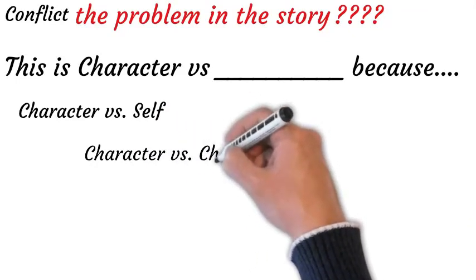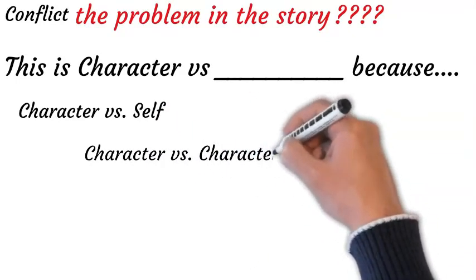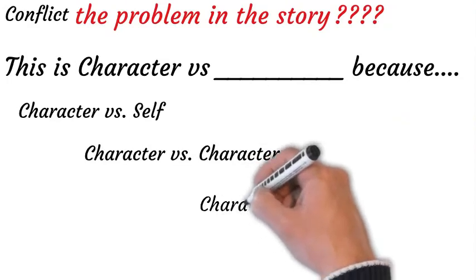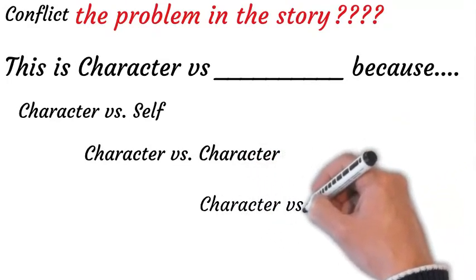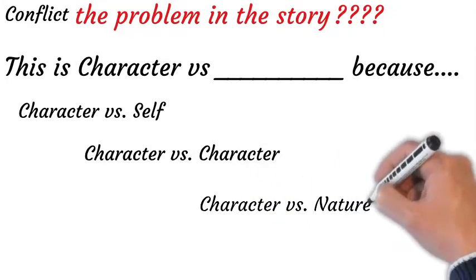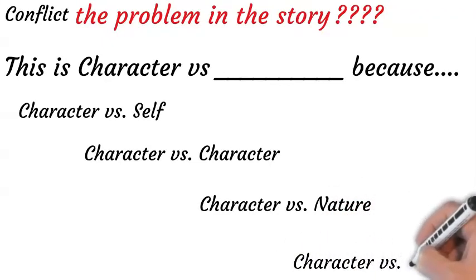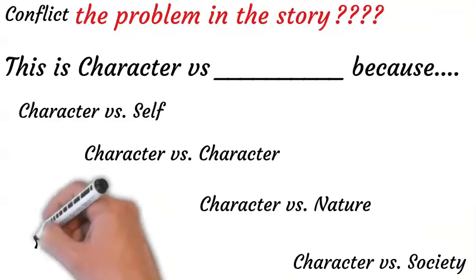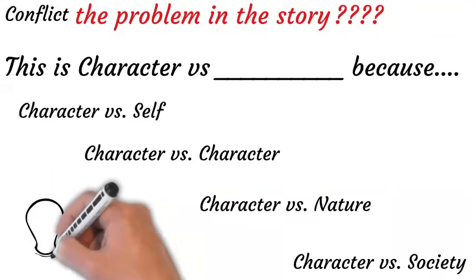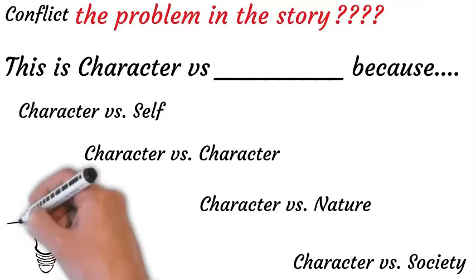Is this character versus nature? Is Percy trying to survive against a storm? Or is this character versus society? Is he going against the beliefs of a group of large people? Finally, there's the because part of the sentence stem. And you're going to tell me what you saw in the chapter that made you pick this type of conflict.